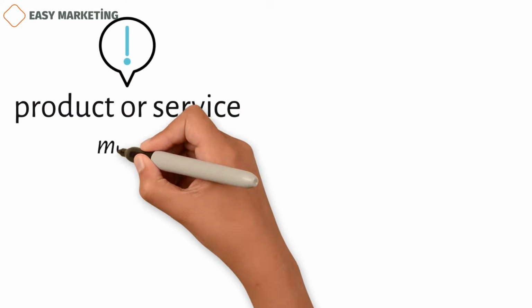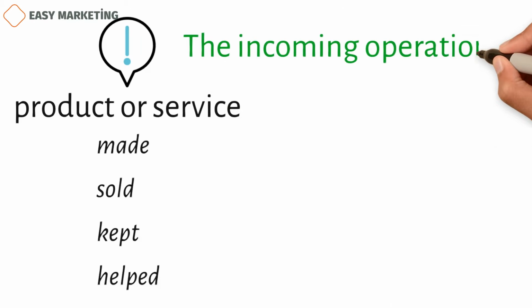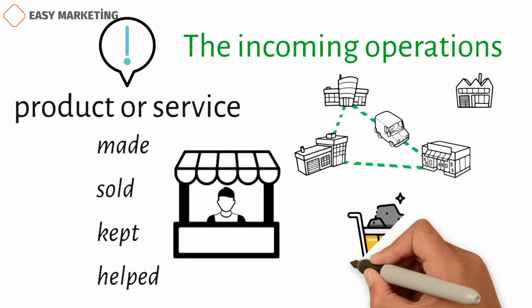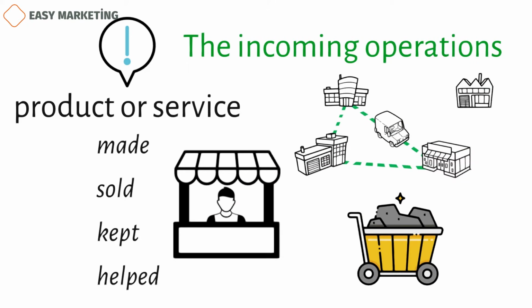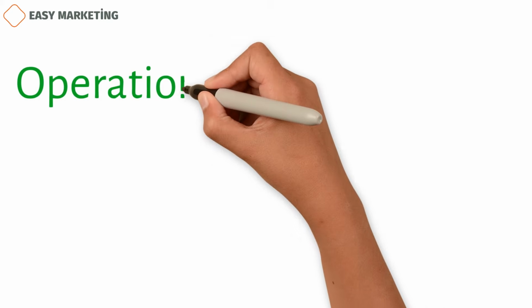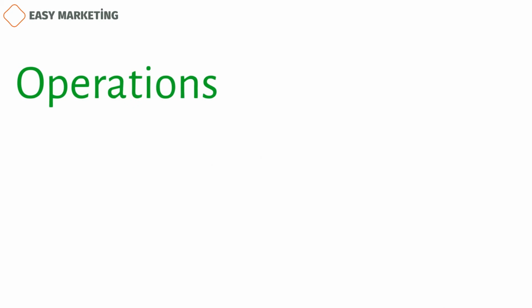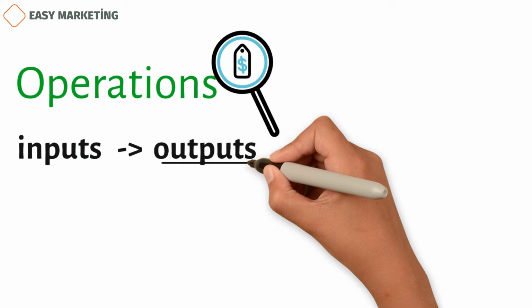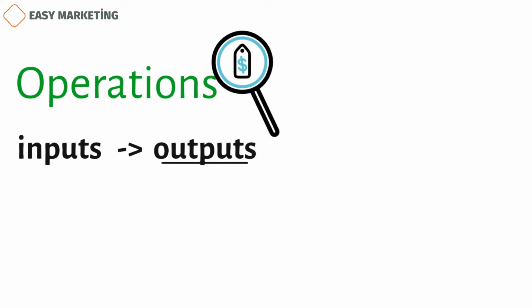A product or service is made, sold, kept in good shape, and helped along by primary activities. The following are some of these: inbound operations, the internal handling and management of resources that come from outside sources, like vendors and other parts of the supply chain. Raw materials may be one of the inputs that come from outside the business. Operations, activities and processes that turn inputs into outputs, which are the goods or services that a business sells to customers.